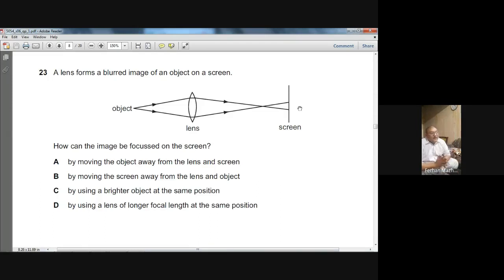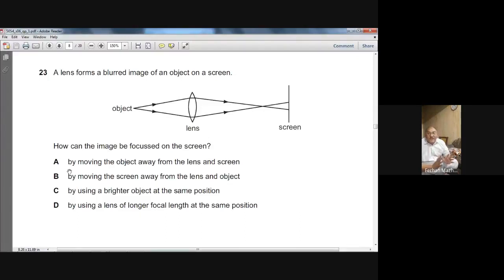So let's check what the options are. A, moving the object away from the lens and screen. That is not a good idea. By moving the screen away from the lens and object, that is wrong. The screen should move towards the lens. Then the screen might come at that point. The screen should move towards the lens, not away from the lens. So B is perfectly wrong.